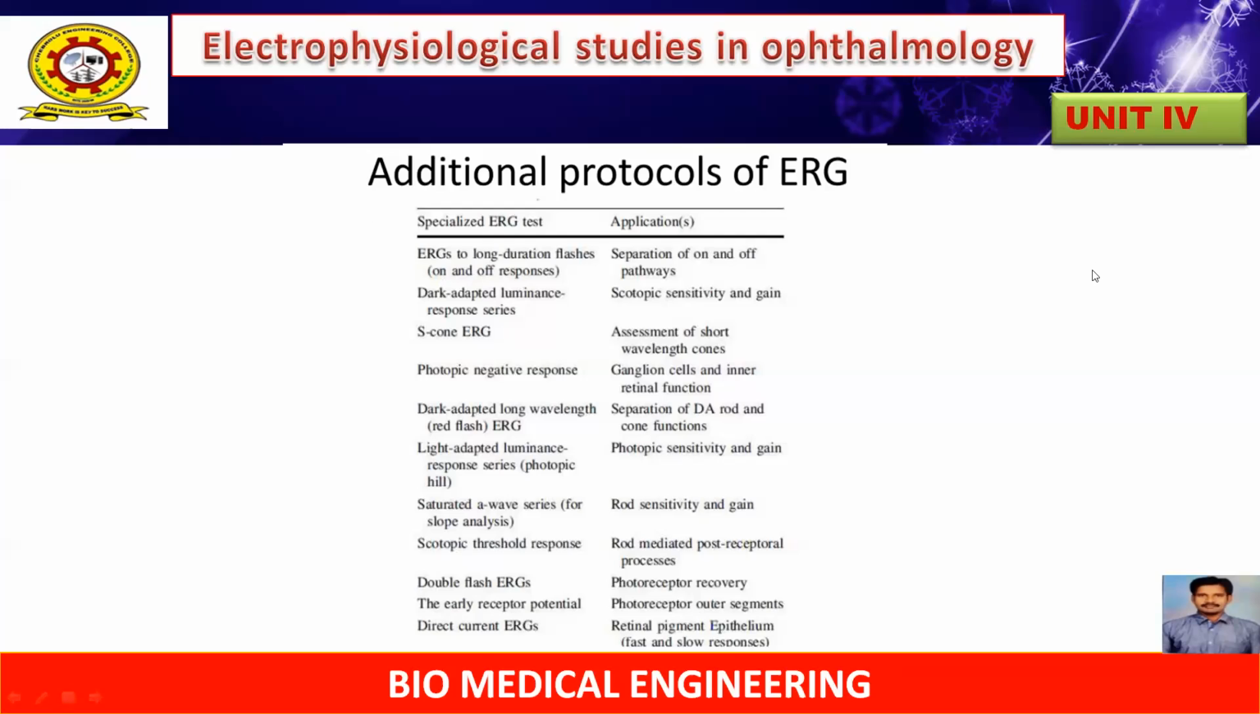Next, photopic negative response, PNR, photopic negative response. So this type of response is applicable when ganglion cells and inner retinal functions simultaneously operate. So that is photopic negative response. So another one is dark adapting long wavelength.